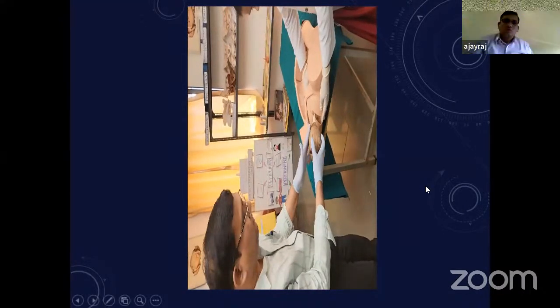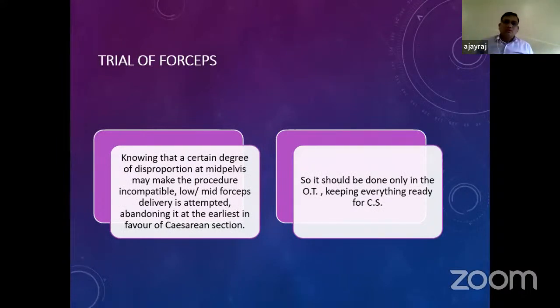So here I have shown it on a coconut. I learned and tried forceps delivery on a coconut many times first, and then I applied it on the fetal head. So the other point is trial of forceps. Knowing that a certain degree of disproportion at the mid pelvis may make the procedure incompatible, low or mid forceps delivery is attempted, abandoning it at the earliest in favor of cesarean section. So it should be done only in the operation theater, keeping everything ready for cesarean section.